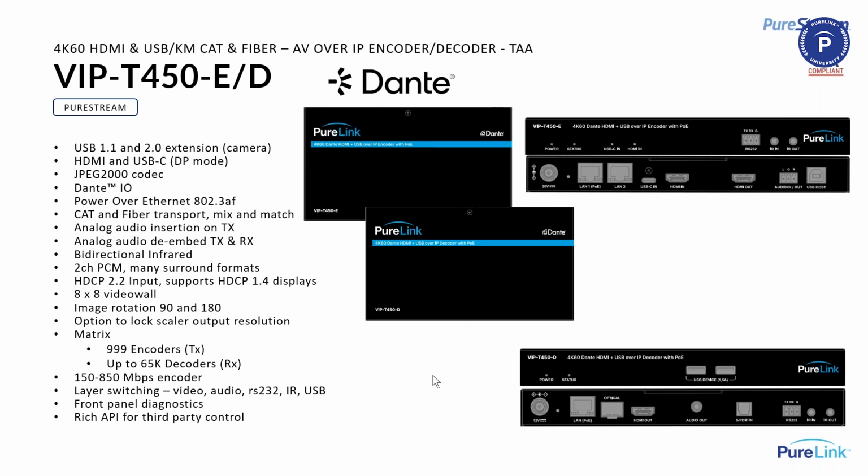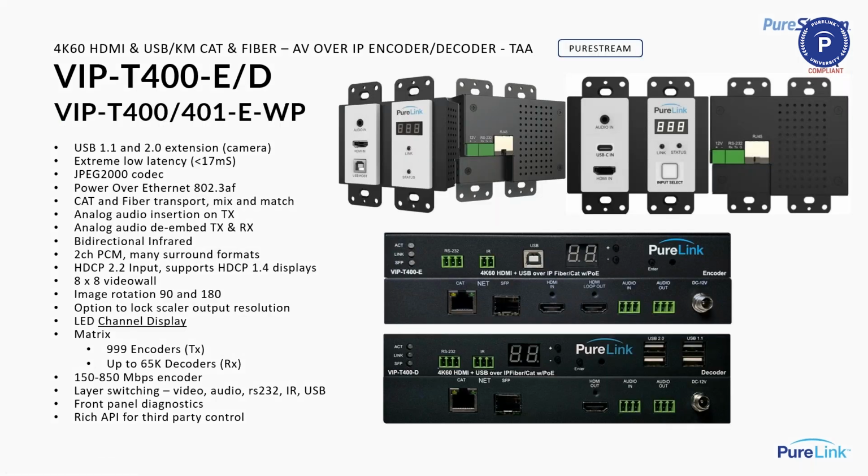Okay, next up is the T400. The T400 is our TA compliant encoder and decoder system, and you'll see we have a couple of different wall plate options. The wall plate option on the left is HDMI in with USB 2.0 1.1 and audio insertion, and that's the T400E-WP.